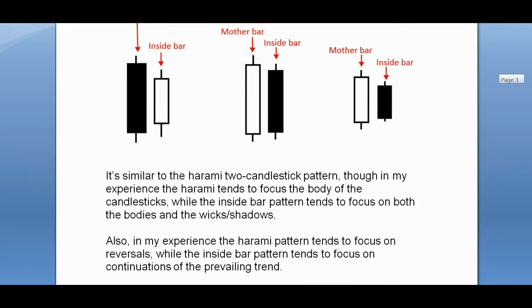Also, in my experience, the Harami pattern tends to focus on reversals. So the candlesticks are going down, down, down, and then the Harami occurs, and then they might go up, up, up. Whereas the inside bar pattern tends to focus on continuations of the prevailing trend. So you might have candlesticks going up, up, up, and then a consolidation period with the inside bar pattern, and then it continues upwards, as opposed to the Harami, which tends to be more of a reversal pattern.